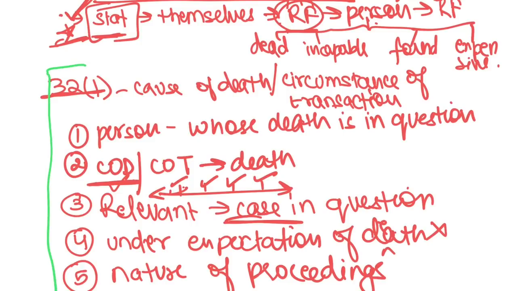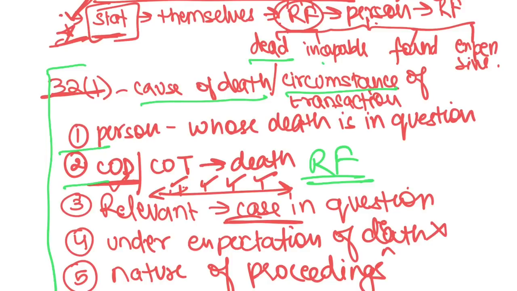This will be in your notes, starting from here to here. Starts from section 32, clause 1. What is the meaning of this section? What does this section deal with? It is regarding a statement which is made for the cause of death or a circumstance of the transaction. Who is it made by? What is the statement regarding? In these cases, the statement itself becomes a relevant fact.